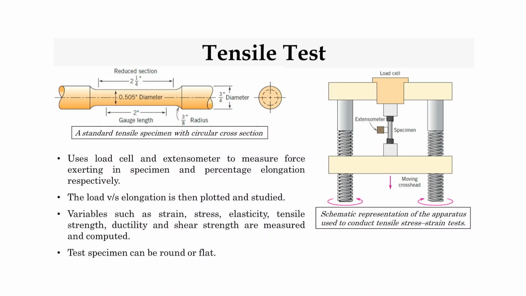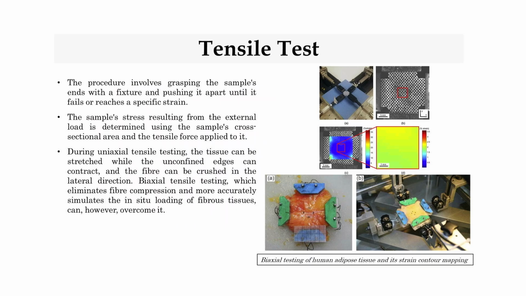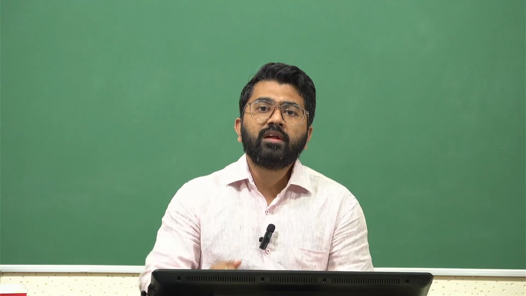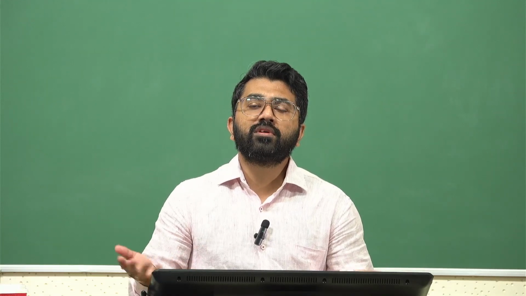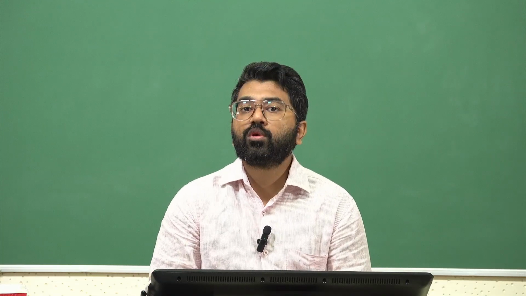The test specimen, like I've mentioned, can be round or flat, and the right picture basically shows you a schematic representation of the apparatus which is used to conduct tensile stress strain tests, right? Okay, further into the tensile tests, we had talked about some of the biaxial tests. So the procedure basically involves grasping the sample's ends with fixtures and pushing it apart until it fails or reaches a specific strain, right? And that is more of a destructive kind, but you can still pull it to a certain extent, like where you do not want to take it beyond destruction. It can come back to its original form.